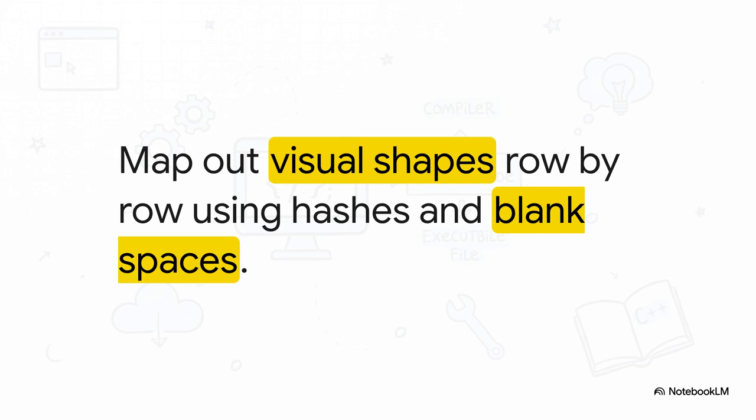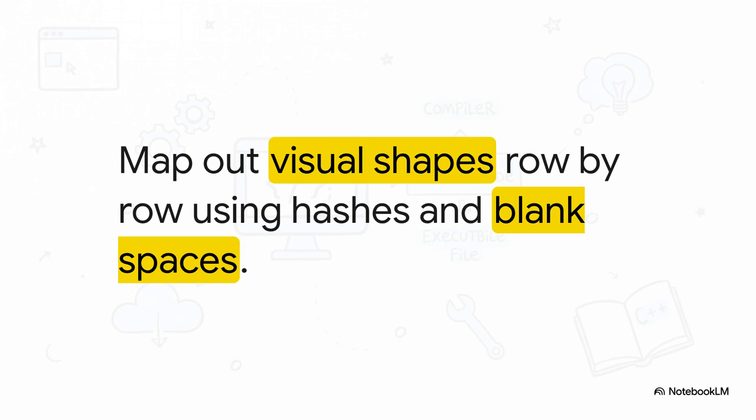Look closely at this block of code. We have 7 different cout statements stacked up, one right after the other. But notice what's inside the quote marks. We aren't writing normal words anymore. Instead, we are strategically placing exact numbers of blank spaces and hash symbols.